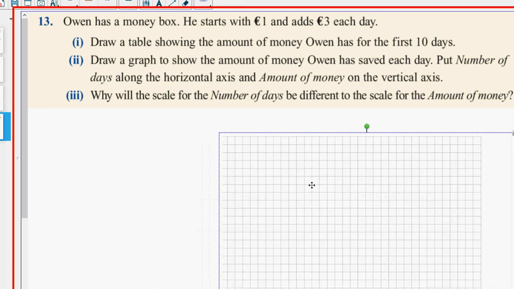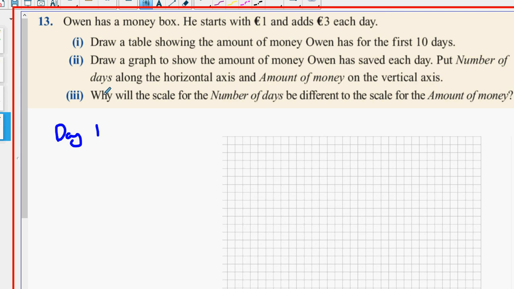He starts with €1 and adds €3 each day. There's a question to be added. There's a debate here. Okay. Do you say day 1 you're on €1, and then day 2 you're at €4, or is it that you add money on the same day you started off? Do you think it's clear? Would you agree? If you got something like this in the exam, what would you do?